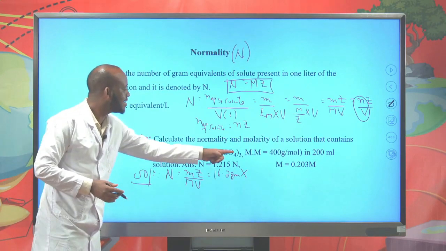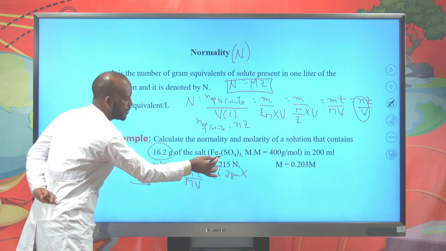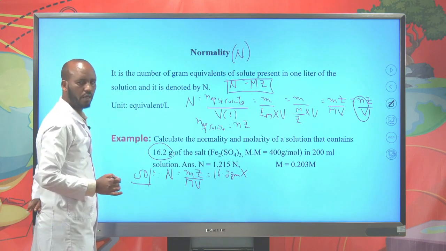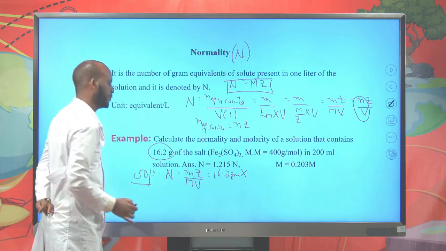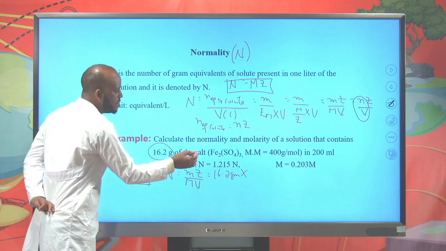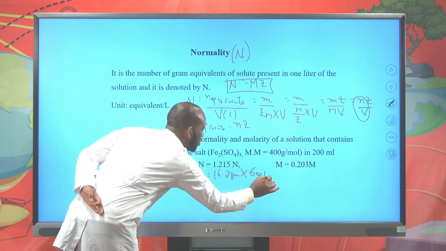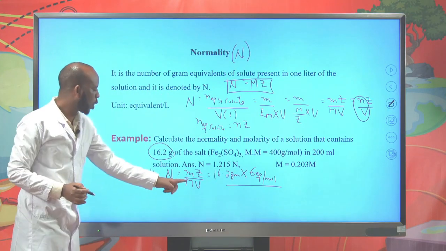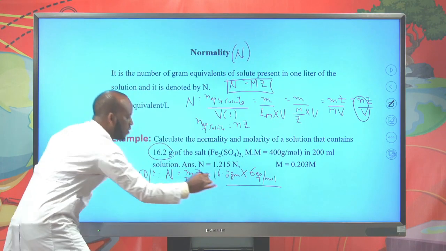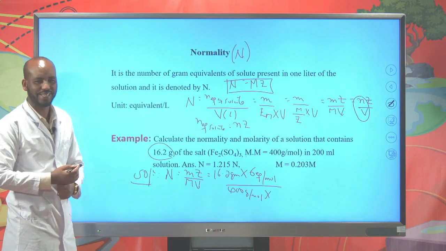The salt is iron sulfate. Total positive valence: the valency of iron is plus 3. Here we have 2 iron atoms. For 1 iron, the valency is 3. For 2 iron, the total is 6. Therefore, 6 equivalent per mole, divided by molar mass of iron sulfate, which is 400 gram per mole, times volume of the solution in liter.